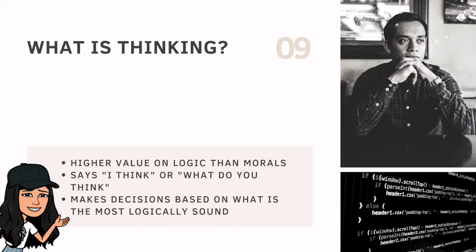Thinking types value logic deeply and aren't prone to making a ton of decisions based on what is morally or ethically right. Rather, they make decisions based on what the data shows them is the right decision, or perhaps what they've deduced to be the most logical decision. You will often hear thinking types say, "I think," or "what do you think," a lot. And this is because they value logic more than morals.